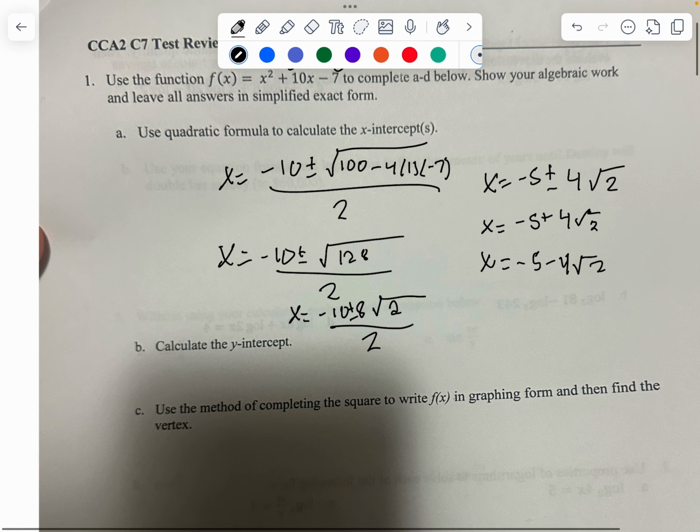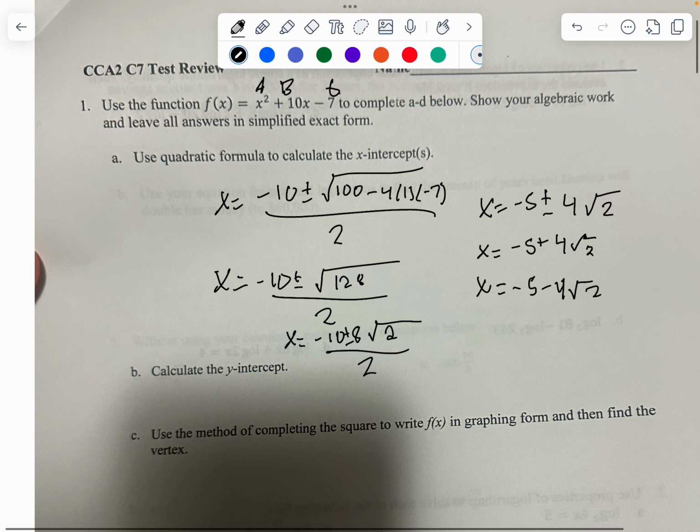Alright, calculate the y-intercept. Y-intercept's pretty easy. It's just this last value up here. So y equals negative 7.